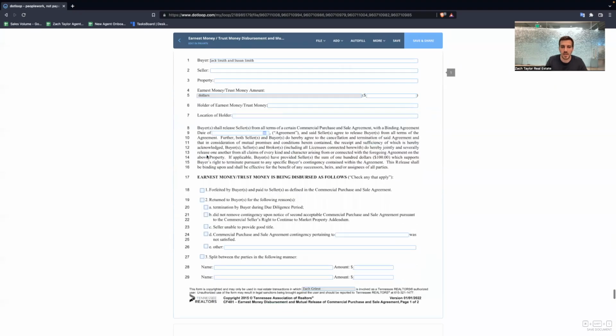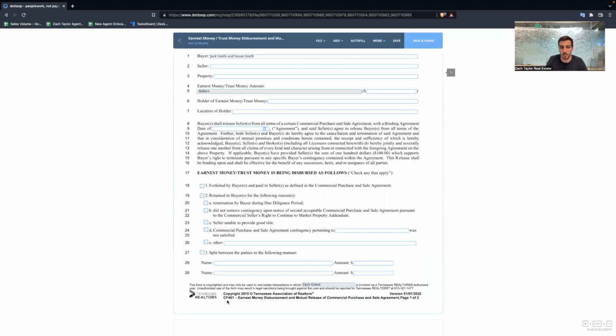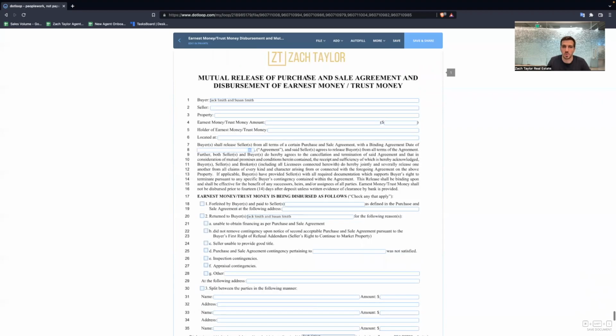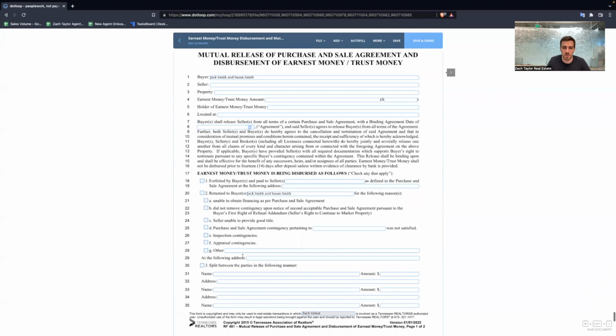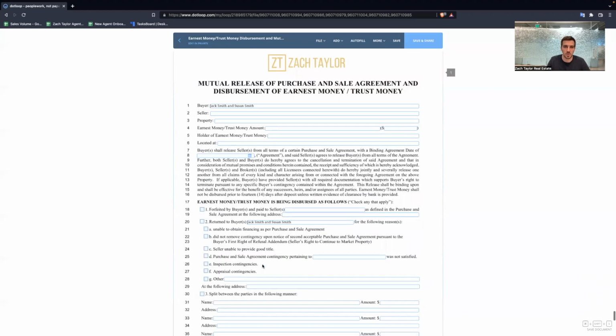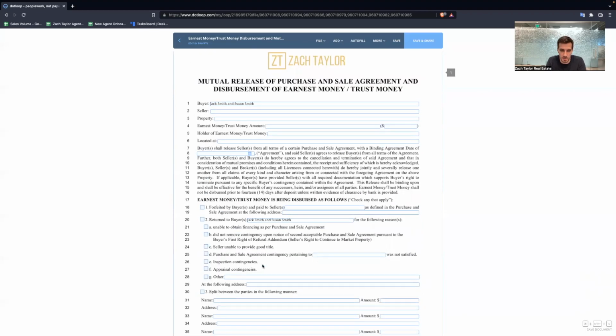Next thing I want to show you is one of those CF forms. So this is commercial. You would not use a commercial mutual release form to cancel a residential purchase and sale agreement. You would use a residential form, mutual release of purchase and sale agreement and disbursement of earnest money trust money. So RF form 481. This is one of the most common forms if you are canceling a contract. I highly, highly, highly recommend everybody signing off on this mutual release of purchase and sale agreement.